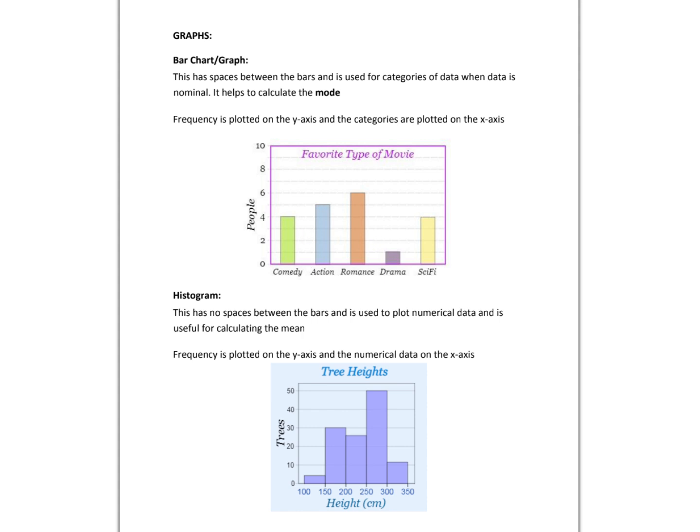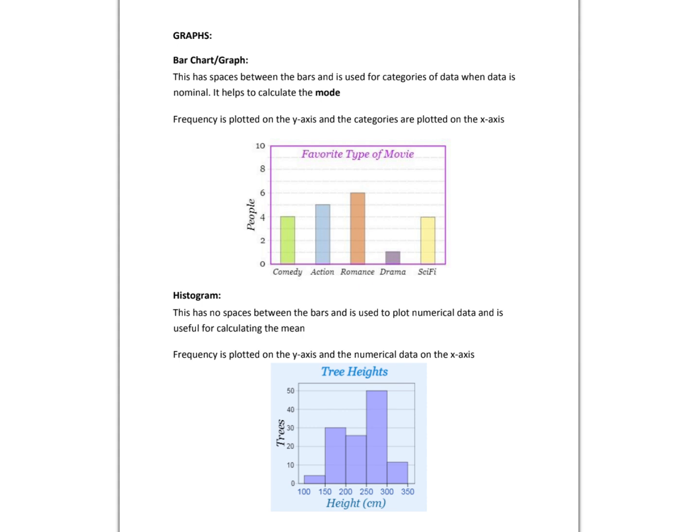So these are the 2 main things that you should know about a bar chart: that it is plotted for categories of data and that the bars have spaces between them. And obviously the tallest building, the highest bar, is going to be the one with the highest frequency. So as you can see, a total of 6 people picked romance as their favorite genre, favorite type of movie.